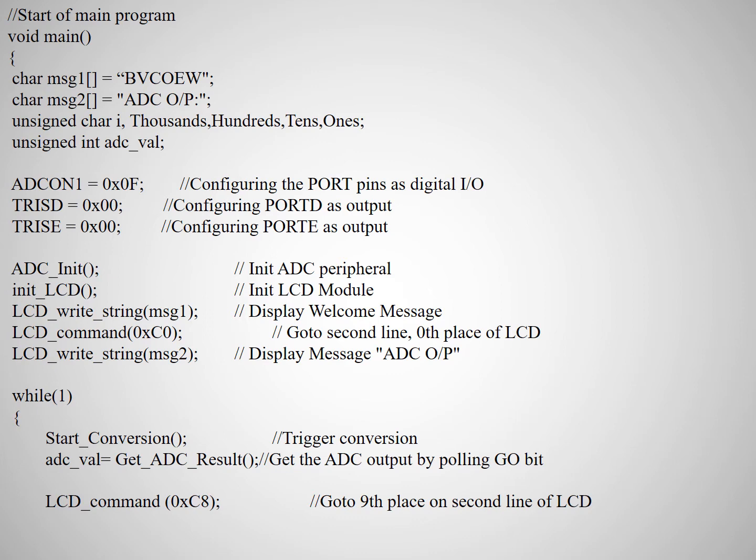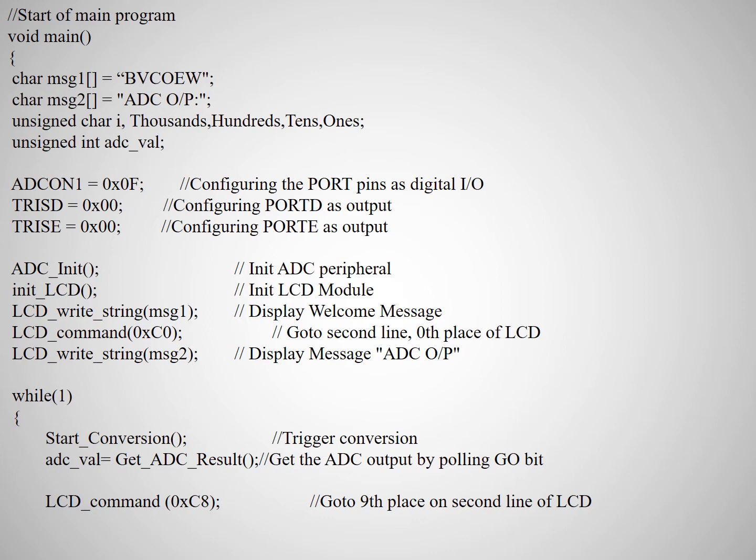We are going to display two messages, BVCOAW and ADC output. As this is a 4-digit output, you have to take the thousands place, hundreds place, tens place, and ones place, and some unsigned int, whatever value you get, you will put it in ADC_val. Now configure the ports as input output ports. TRISD and TRISC are the ports used for LCD. We are going to display the data on LCD, so that will be an output port.